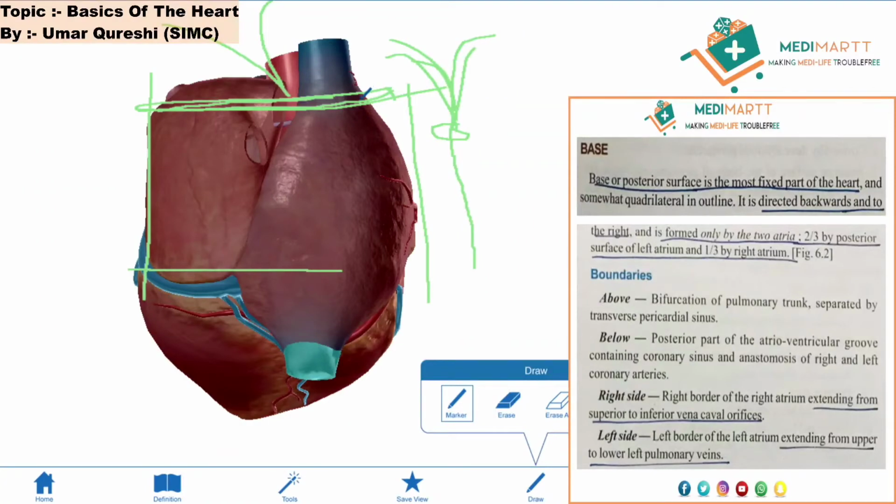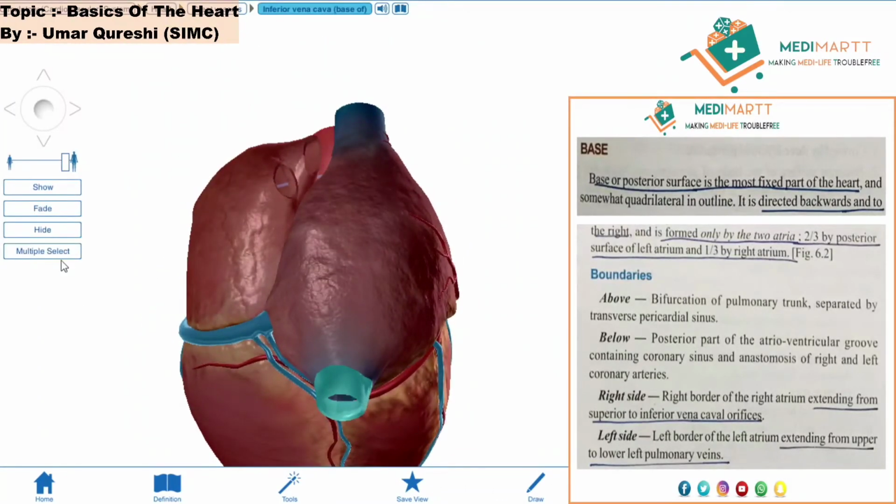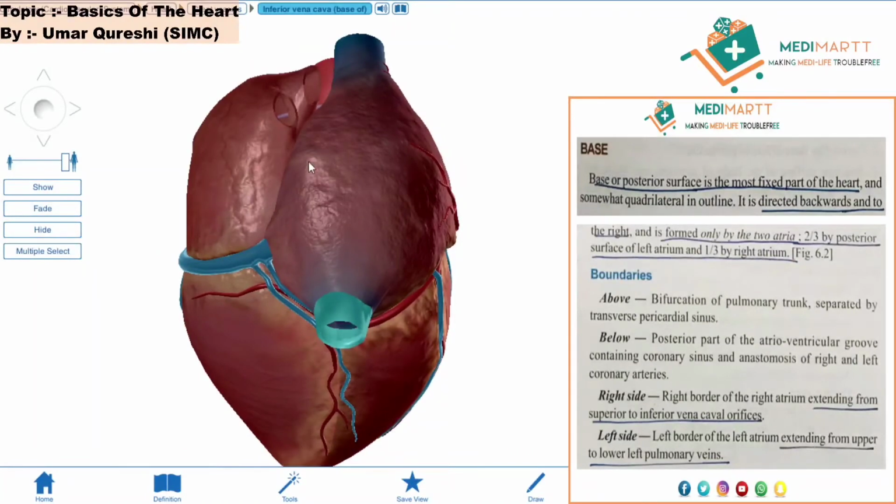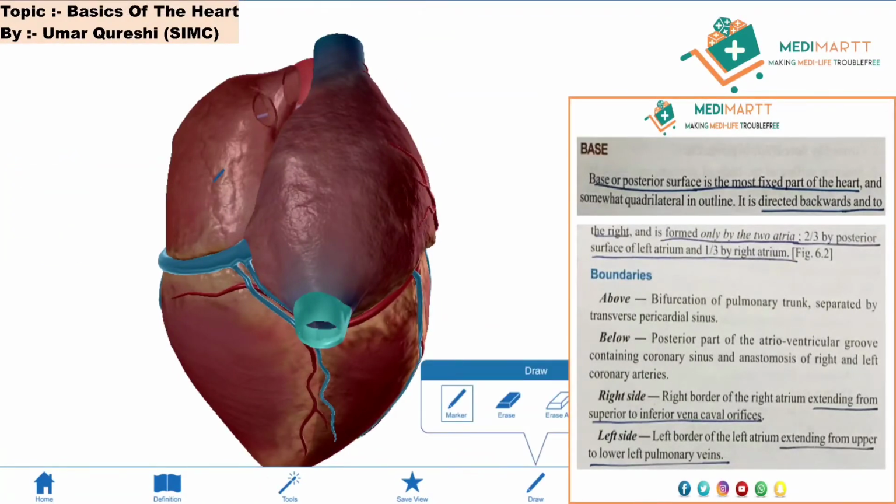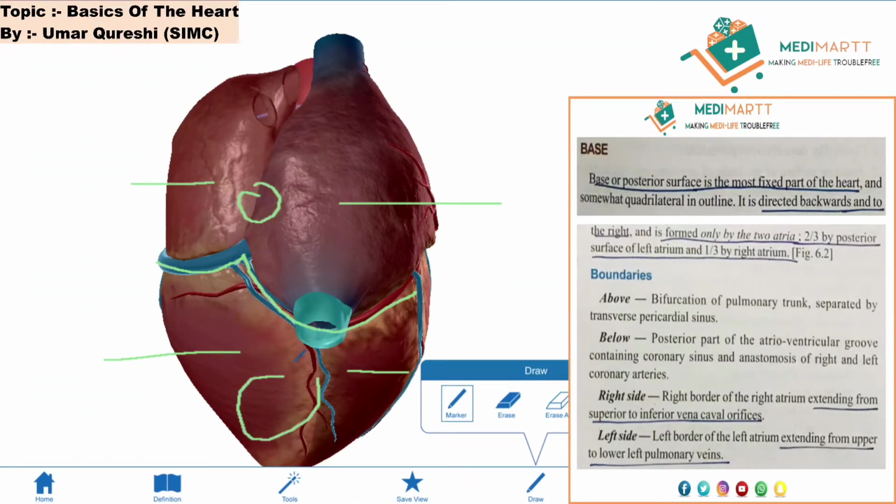So that's the thing. Then the boundary below. Okay, so below is the posterior part of the atrioventricular groove. First of all, we will understand what the atrioventricular groove is. As we all know, these two are the atria. Okay, the left atrium, the right atrium, the left ventricle and the right ventricle. The groove that separates the atria and the ventricles is called the atrioventricular groove.